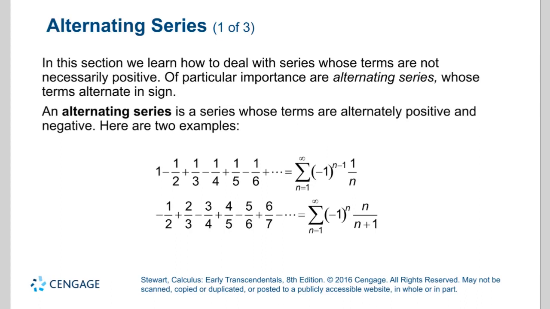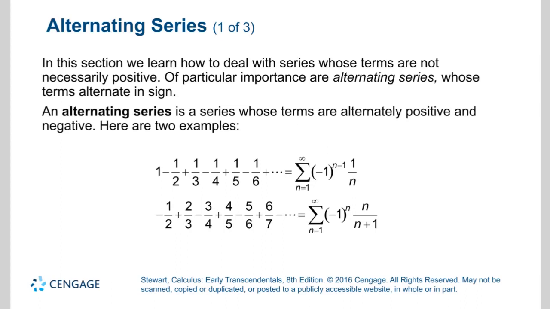So we have two examples here. The first one starts off positive and then goes negative, so it's 1, negative 1/2, 1/3, negative 1/4. The second one starts off negative and goes positive, so it's negative 1/2, positive 2/3, negative 3/4, positive 4/5. It can do either one.